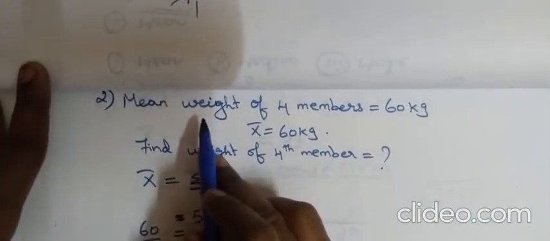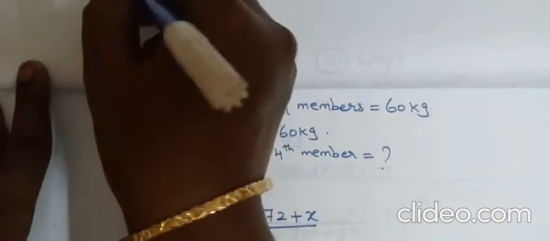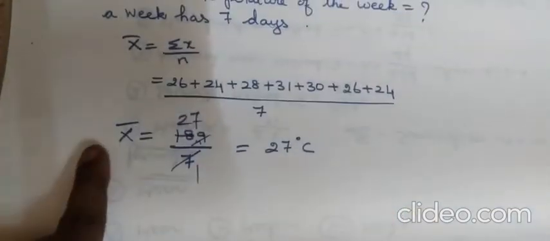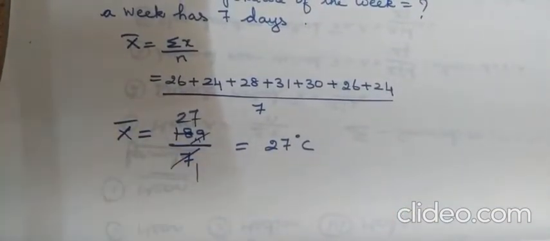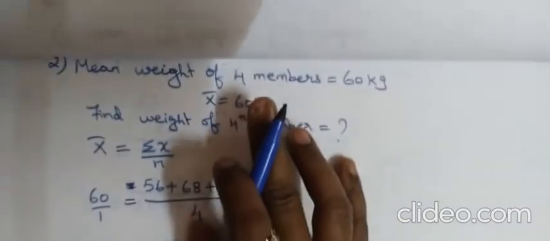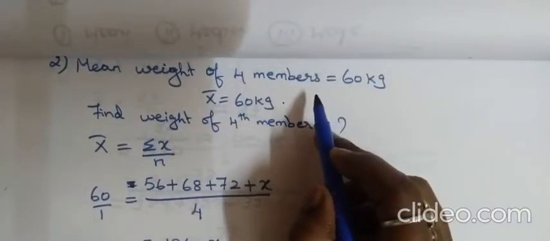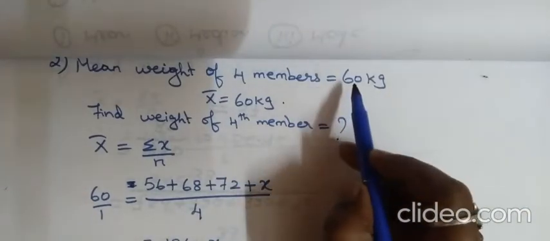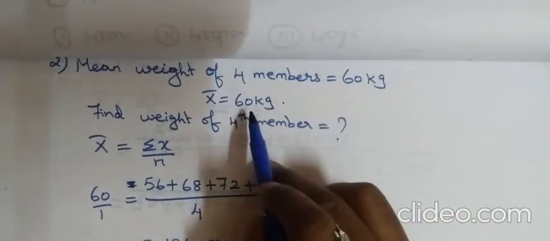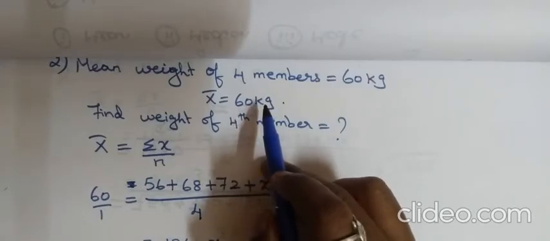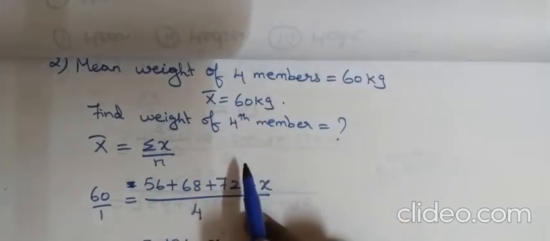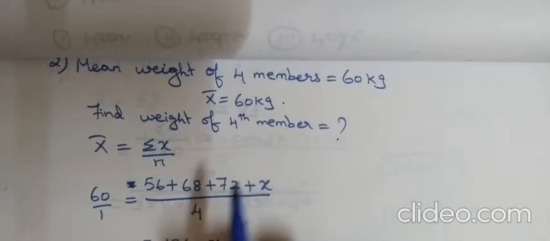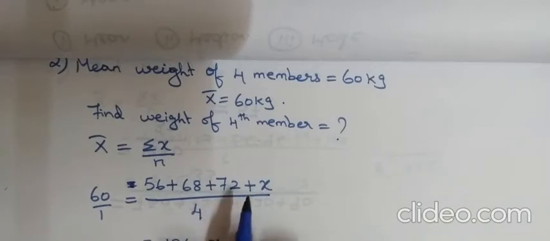Mean weight. Mean means average. Here we found out the x bar value, right? That value is given: the mean weight of the 4 members of a family is 60 kg. The average weight of 4 members is given, that is x bar is equal to 60 kg. Then 3 of them have their weights given: 56 kg, 68 kg and 72 kg. They are asking us to find out the 4th member's weight.